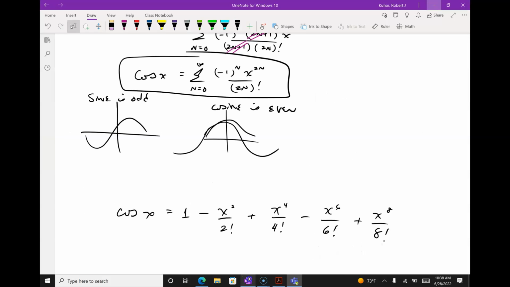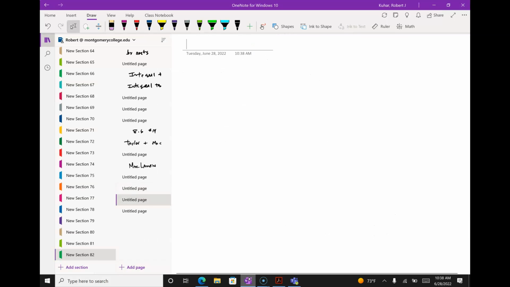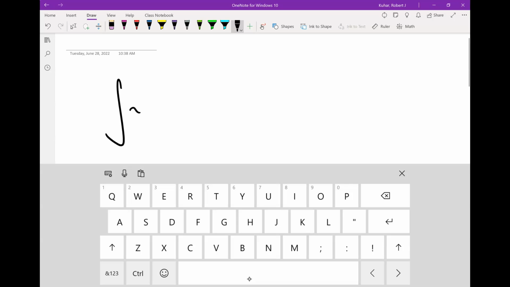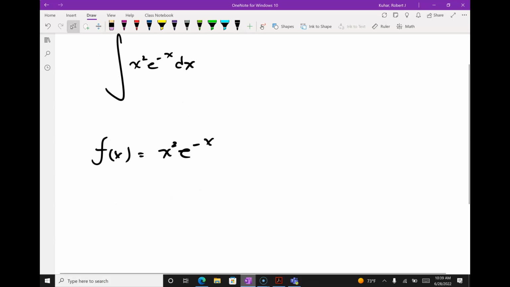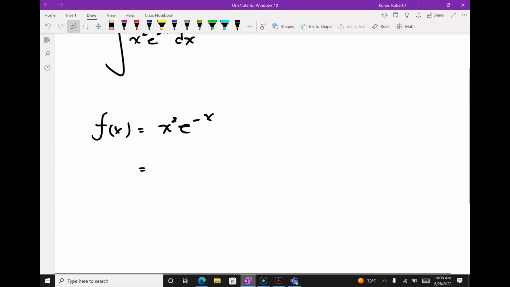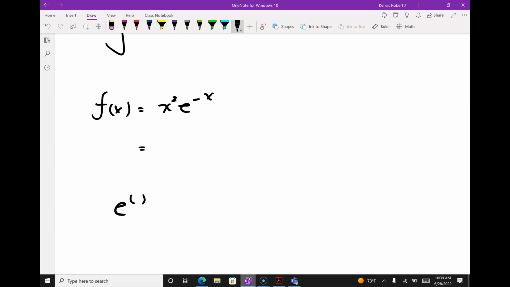All right, so here we go. We want to find the Maclaurin series for x squared e to the minus x dx. So f of x is x squared e to the minus x, right? Well, we have a representation for e to the x, which means we have a representation for e to the minus x. e to the x is the sum from n equals 0 to infinity of x to the n over n factorial. So all I'm going to do is put in the negative x there. And it really is that simple.